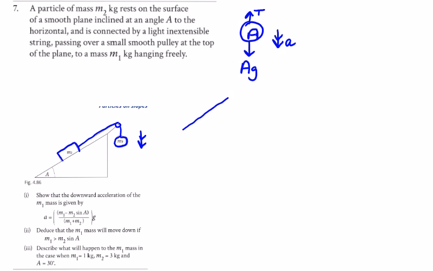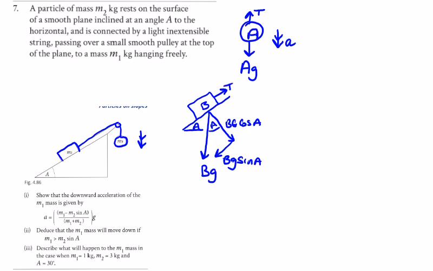Then we have m2, let's call it B. I know you guys hate the m1s and m2s. Coming down, Bg, with my angle A, I have Bg sine A here, and Bg cos A here, and I have my string.